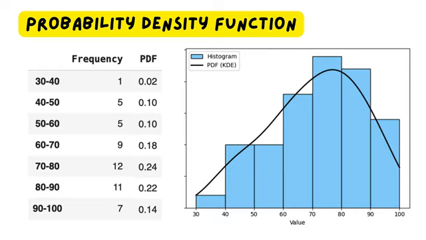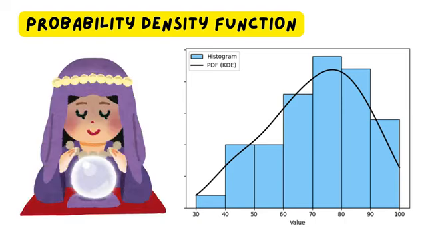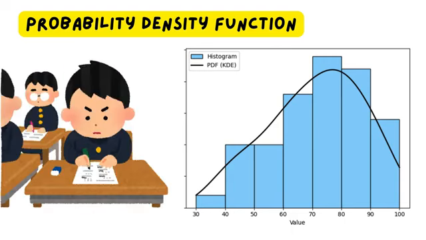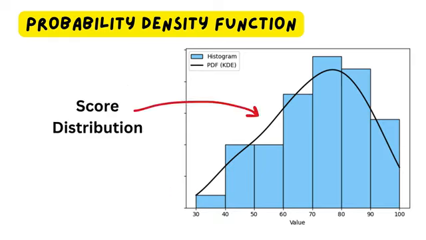Now, why do we need the PDF and CDF instead of just using the histogram? The answer is prediction. The histogram is useful for analyzing our specific class, but the PDF and CDF generalize the pattern. This means we can estimate probabilities for other students, even if we don't have their marks yet. For example, if another class of 50 students takes the same test, we can use the PDF and CDF to predict how their scores might be distributed.